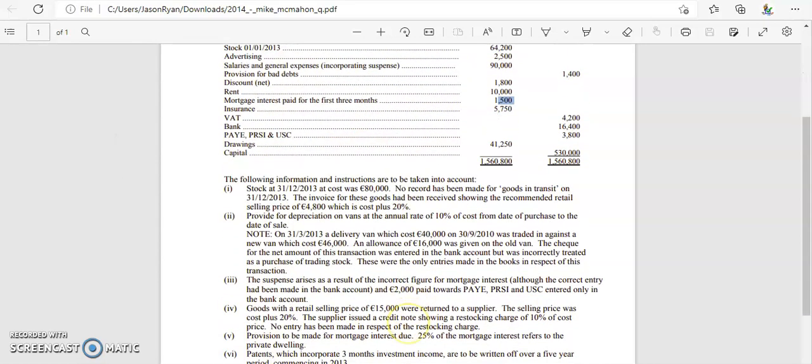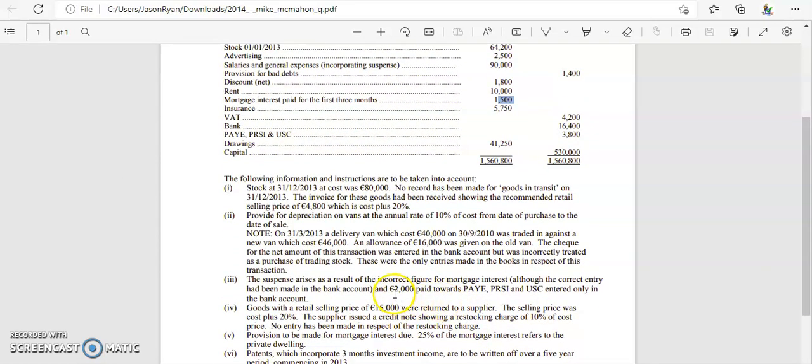Then the second part of that, so there's two parts. They paid 2,000 towards PAYE, PRSI and USC, entered only in the bank account. So it's saying our bank account is correct. So it's saying that our PAYE, PRSI and USC is wrong here. So that is a liability. So what we need to do is reduce the liability by that 2,000.